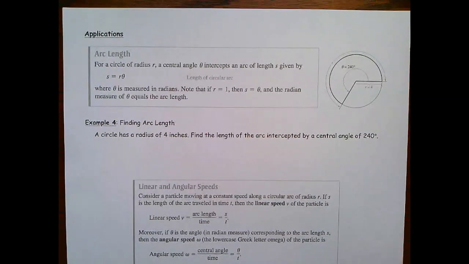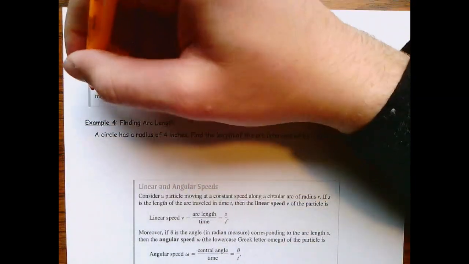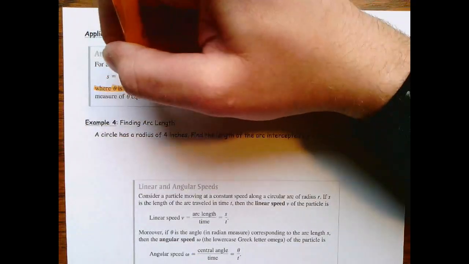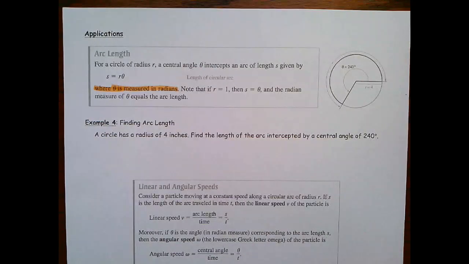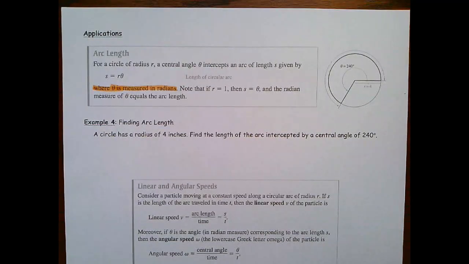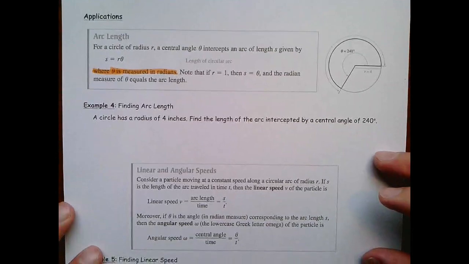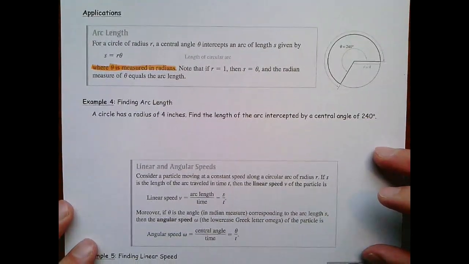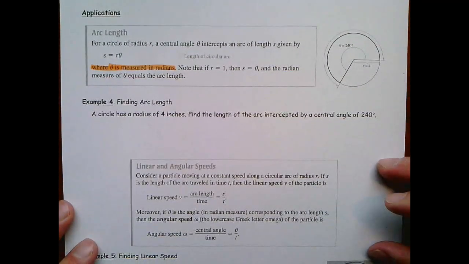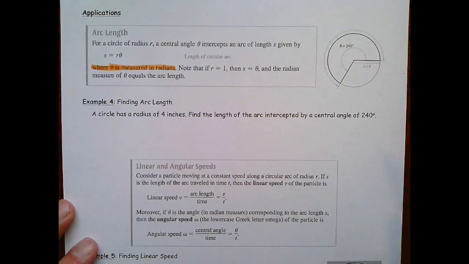The reason why we talk about converting to radians is because a lot of the formulas that you're going to use in upper level math will do everything in radians and will no longer do things in degrees. So theta is measured in radians, and let's see what happens. So our example here, finding arc length. It says a circle has a radius of 4 inches. Find the length of the arc intercepted by a central angle of 240.